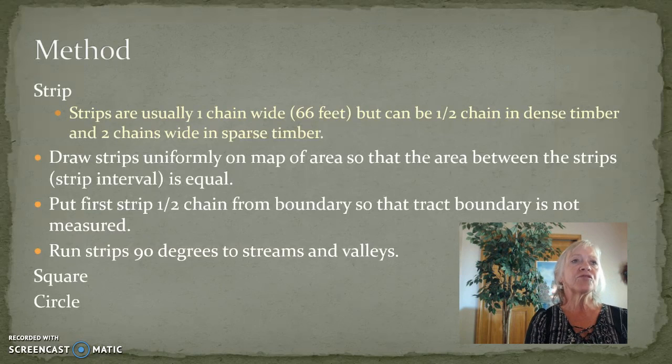So the method, the strips are usually 1 chain wide when you're laying them out, or 66 feet, but can be a half a chain in dense timber or 2 chains wide in sparse timber. The word chain, you might have already learned, is the old way of measuring the forest and surveying, and we actually carried these huge heavy chains through the woods. You can draw strips uniformly on the map of the area so that the area between the strips is equal. And you can put the first strip a half a chain from the boundary, so the boundary is not measured. You can run strips 90 degrees to streams and valleys, and you can also use squares or circles.